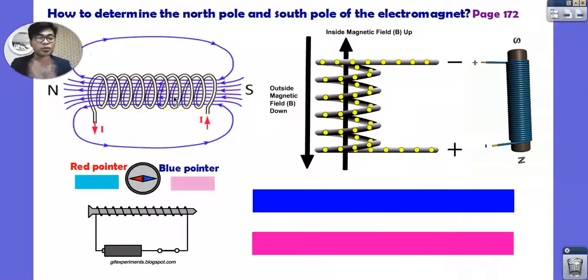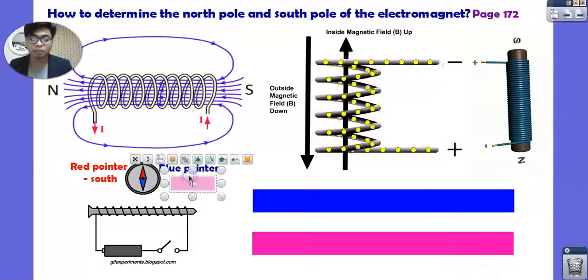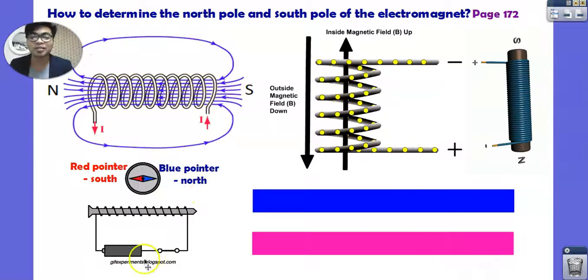Just to visualize it easily, here's how it looks now. The red pointer is our south, and the blue pointer is our north. Electricity enters from here on the plus side and exits here on the minus side. So that plus side is the south, the red pointer, so this is now the South Pole, and this one becomes the North Pole. If we make a diagram of how it looks, this is how the coil would look.